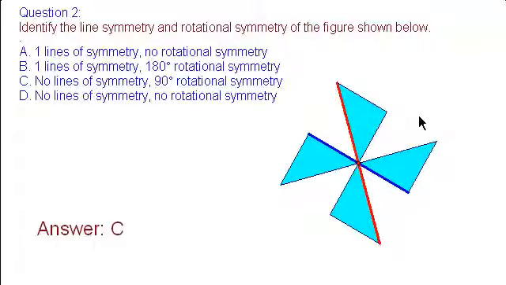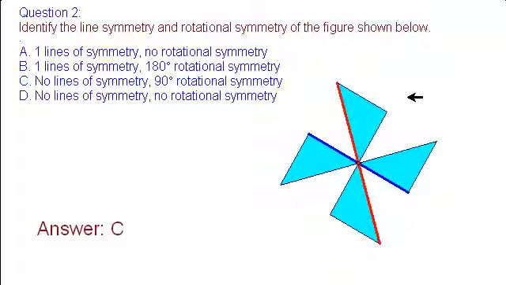This figure looks to me as if it is a square, and in general the square type of figure, they have both line symmetry and rotational symmetry. But let us investigate in this figure whether we have either one of the symmetries or not.